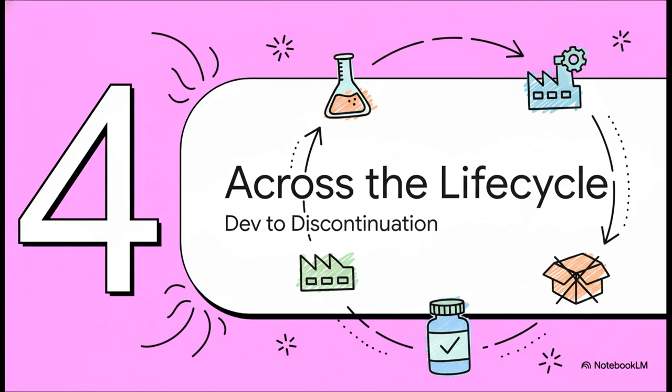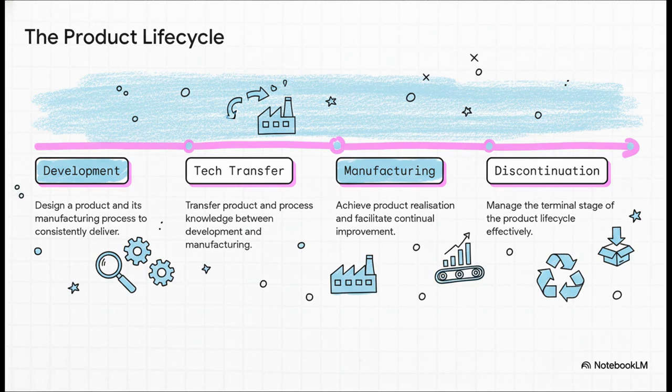And this is one of the biggest innovations of Q10. It's not just about the factory floor, it covers the entire life of a product. The guideline lays out this life cycle really clearly in 4 stages. It starts way back in pharmaceutical development, moves through that tricky handoff called technology transfer, then into full-scale commercial manufacturing, and goes all the way to the end, to product discontinuation. Quality has to be managed across every single one of those stages.